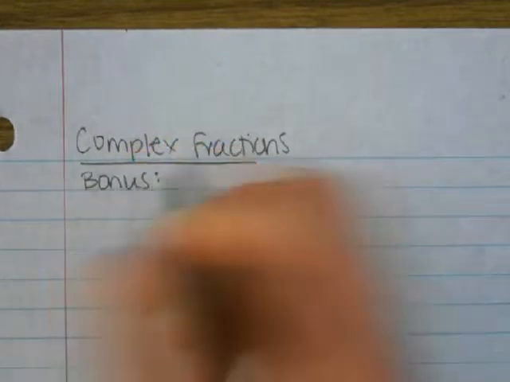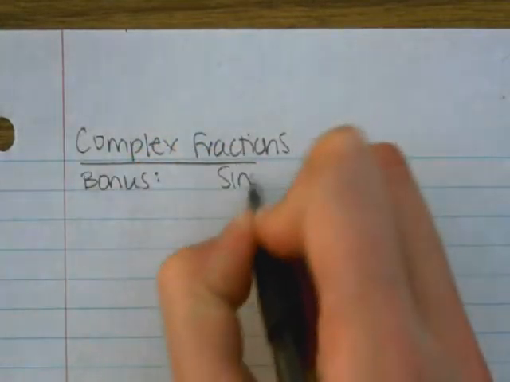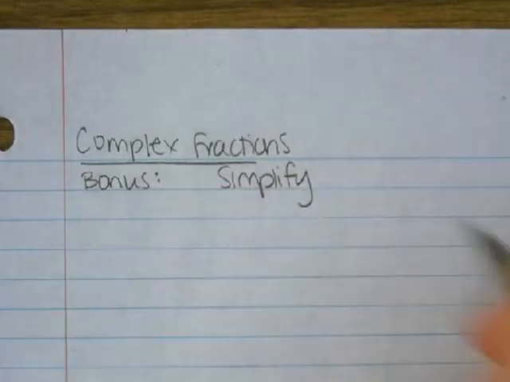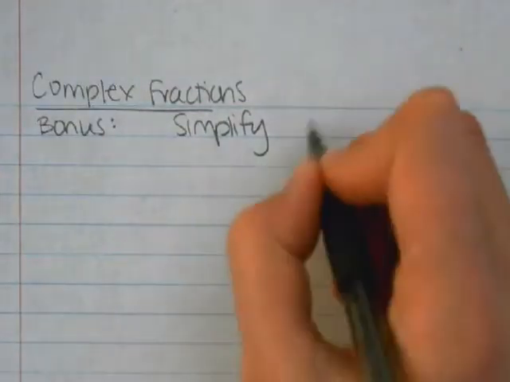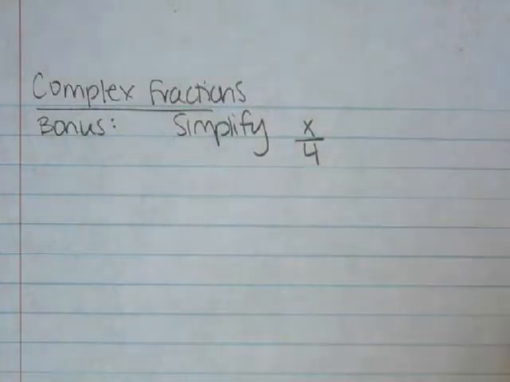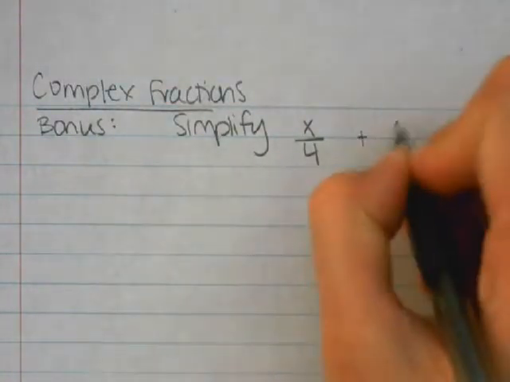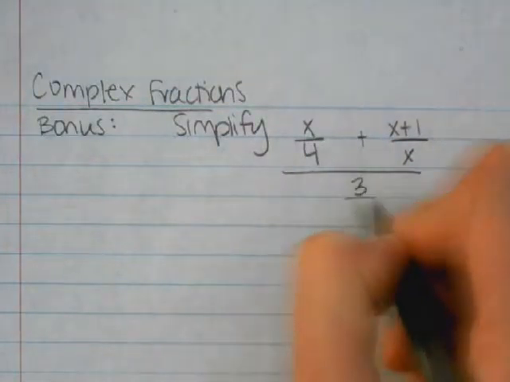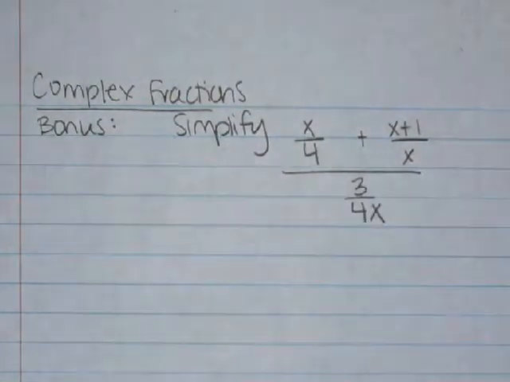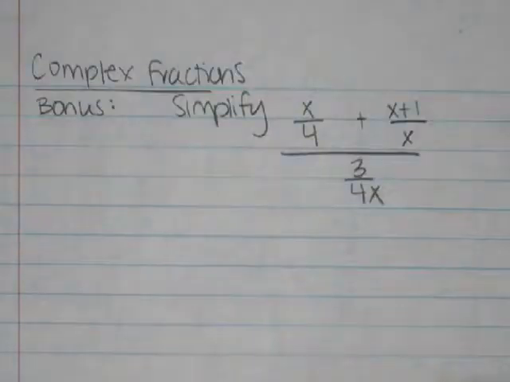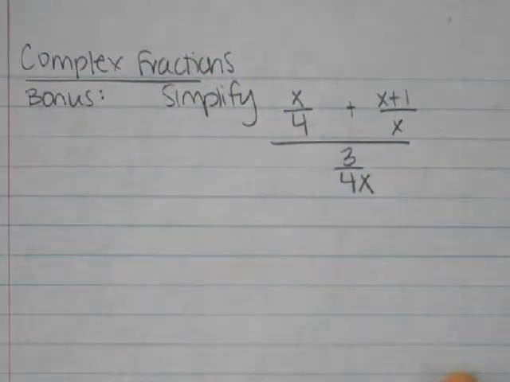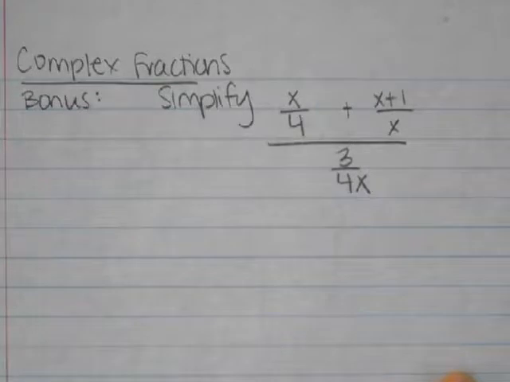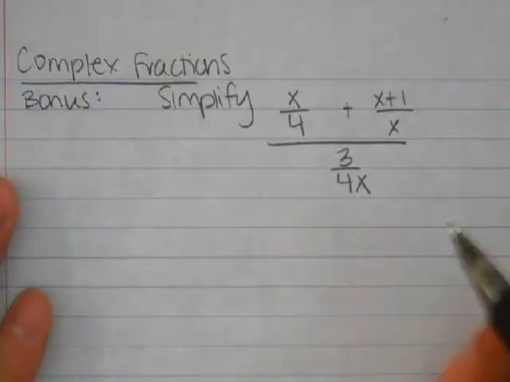So the bonus question on the test said to simplify. And the problem on the quiz said x over 4 plus x plus 1 over x, and that whole thing was being divided by 3 over 4x. That was the quiz problem. It was a bonus.